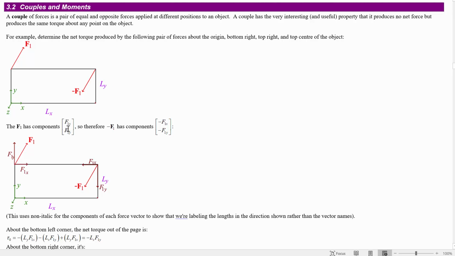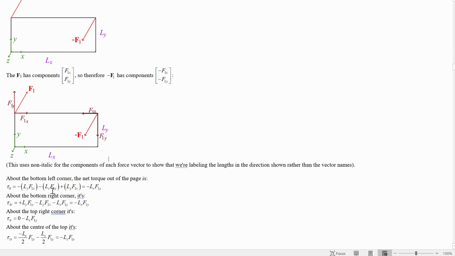So if we've got F1, which has these components, then the -F1 has to have these components. And let's figure out the torque that this produces about the bottom left, for example. That would be Ly times F1x into the page. And for this one, we're going to have Ly times F1x out of the page, so those cancel. So we end up just with the x component times F1y into the page about this point. What about this point?